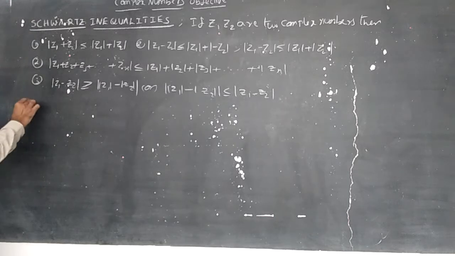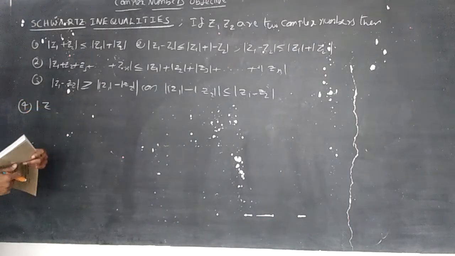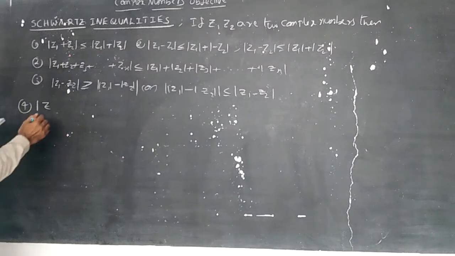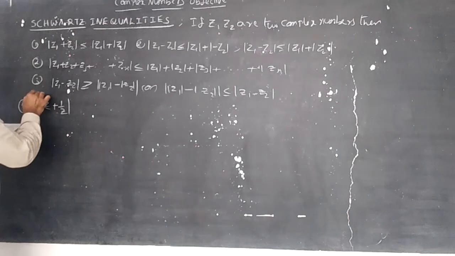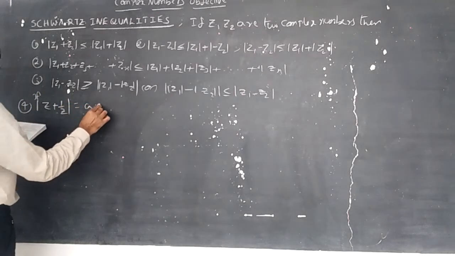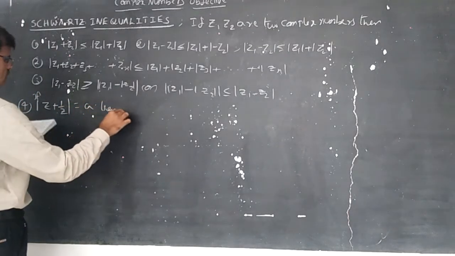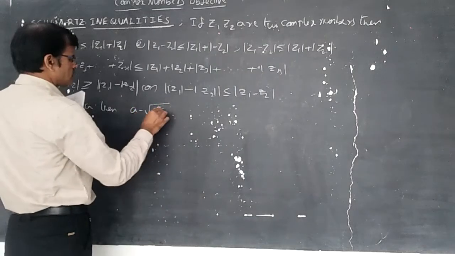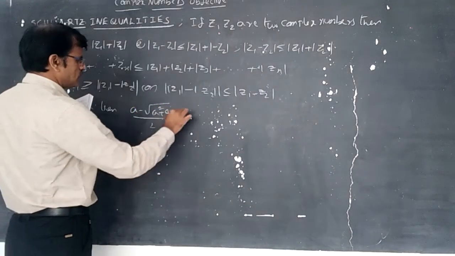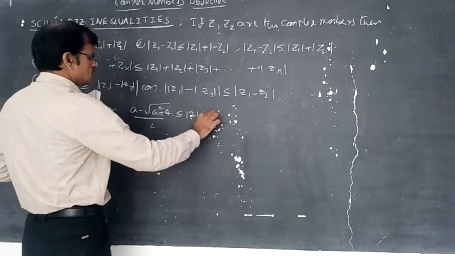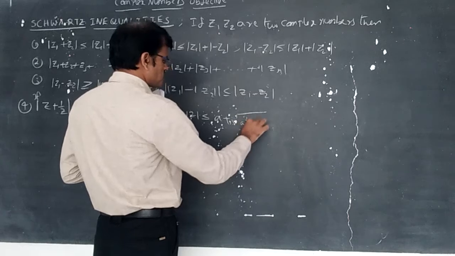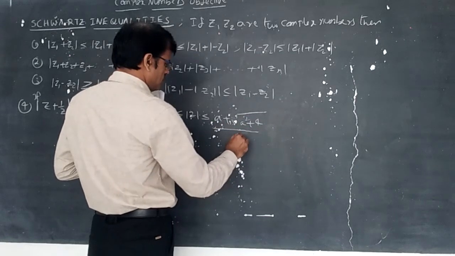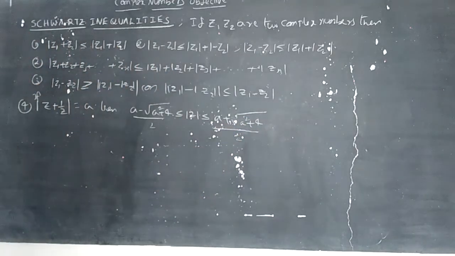Next, the fourth formula let us discuss, to calculate the range or minimum and maximum values of the modulus of Z. If modulus of Z plus 1 by Z is equal to A, then A minus root of A square plus 4, whole by 2, is less than or equal to modulus of Z, which is less than or equal to A plus root of A square plus 4, whole by 2. Let us prove this. Some problems are there depending upon these formulae.